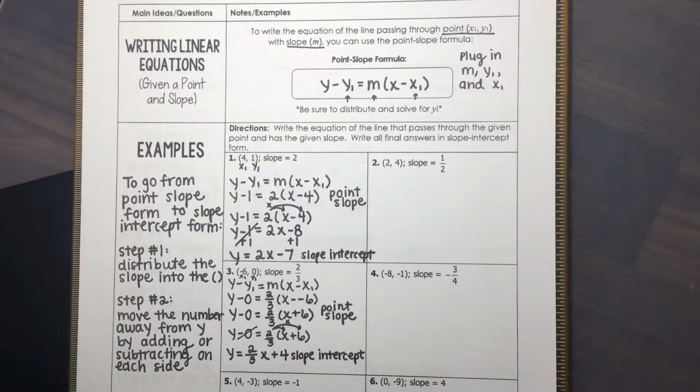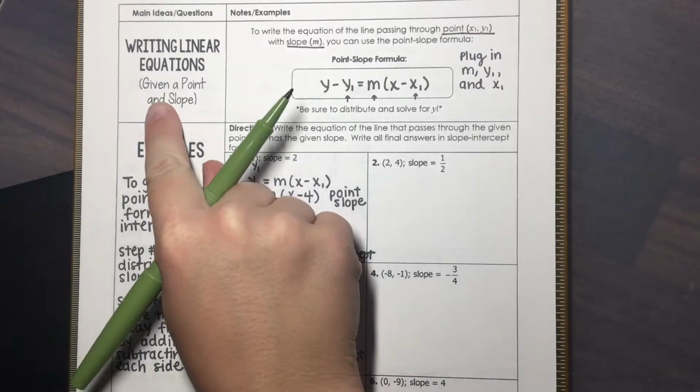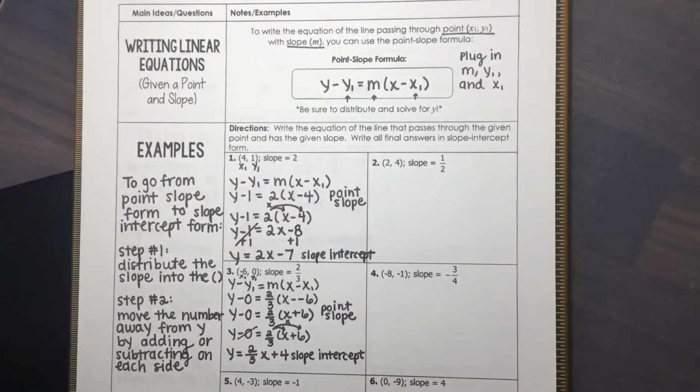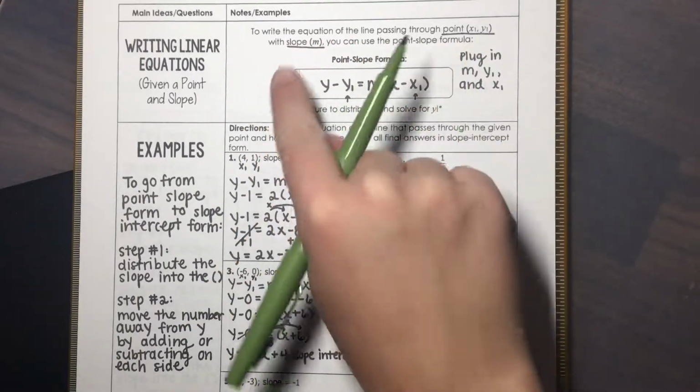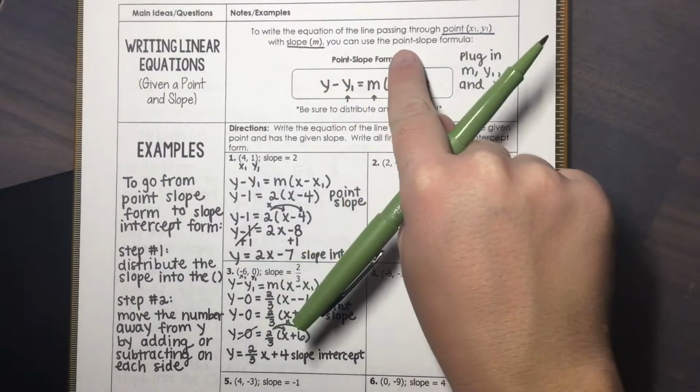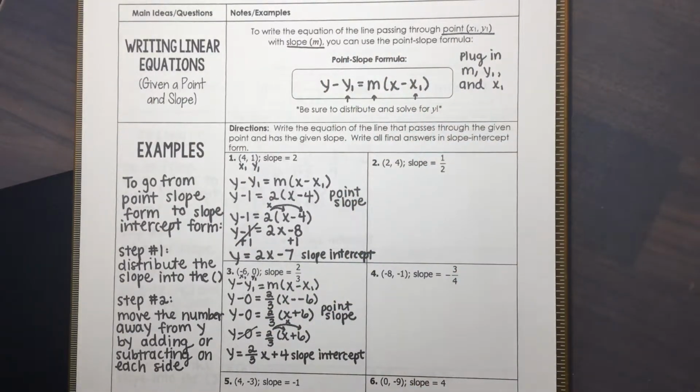Alrighty. These are going to be our notes for writing linear equations given a point and a slope. So it says to write the equation of the line passing through point x1, y1 with the slope m, you can use the point slope formula. This is the point slope formula here.